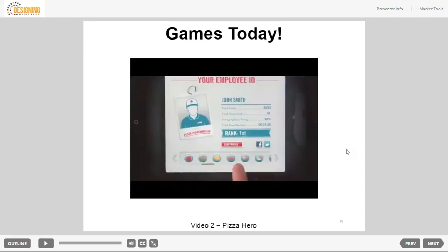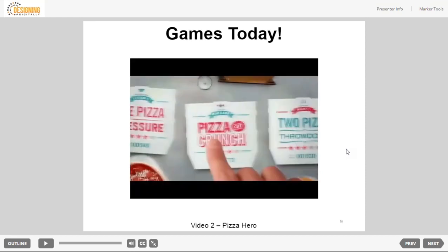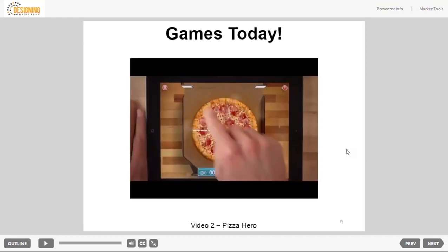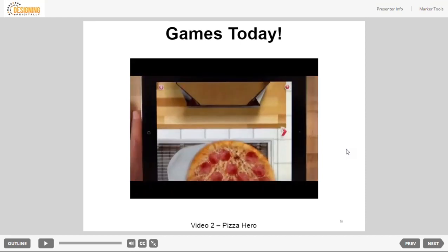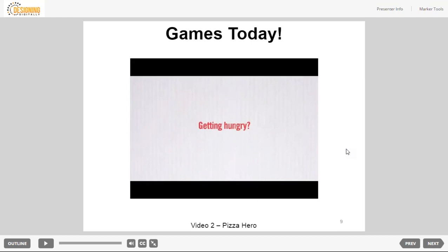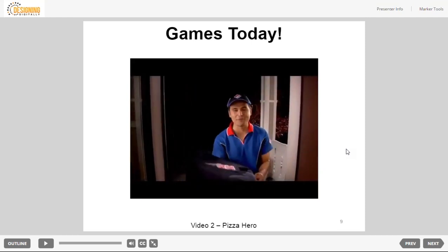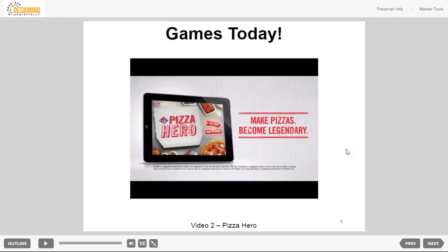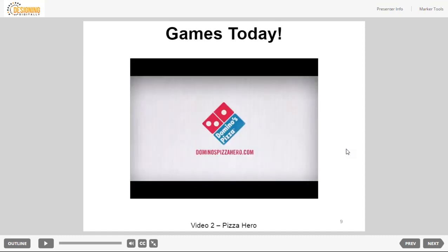Not only did they build out this game for you to play and put it out free to the public, they actually went ahead and collected the data of the people taking this, and the top 5,000 people, they turned around and, in essence, talked to them and attempted to hire them because they were already trained on how to make the particular pizzas at Domino's. So this is a great way of showing how a serious game can actually be an effective learning tool.